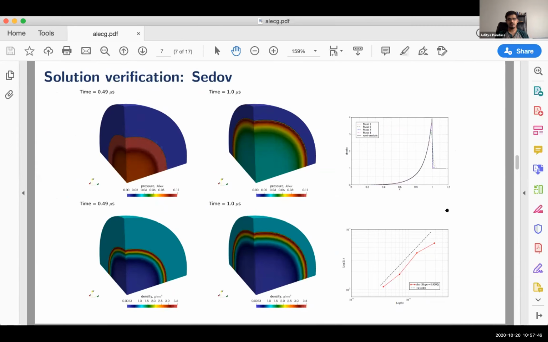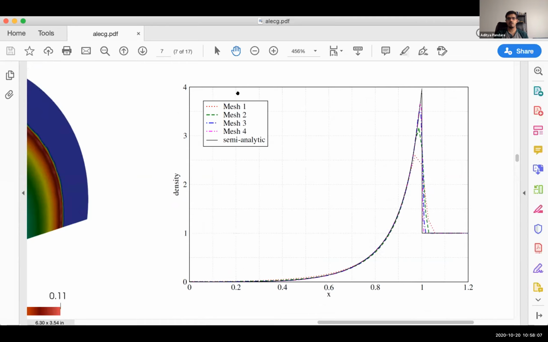And here it might be hard to see, but I'm showing density plots here with 4 different meshes. So this is a mesh convergence study in a way, where we try a coarse mesh, which is mesh 1, and we go through different degrees of mesh refinement up to mesh 4, which really approaches the analytical solution, which is the solid black line. And if you can see, the location of the blast wave is pretty accurate in all these simulations.